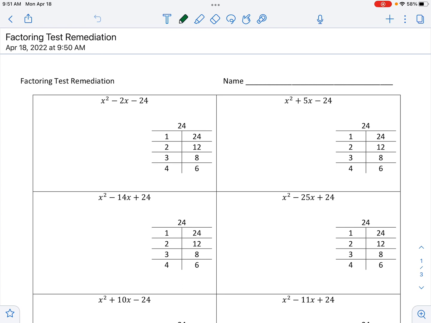So this is our factoring test remediation. And in doing the factoring test, this is what I've noticed. The majority of you can make the T-chart. You recognize that 24 is the number to make the T-chart for. So I have created the T-charts for you in an effort to focus on what you're messing up on, which is applying the rules for integers and then writing your factor pair.